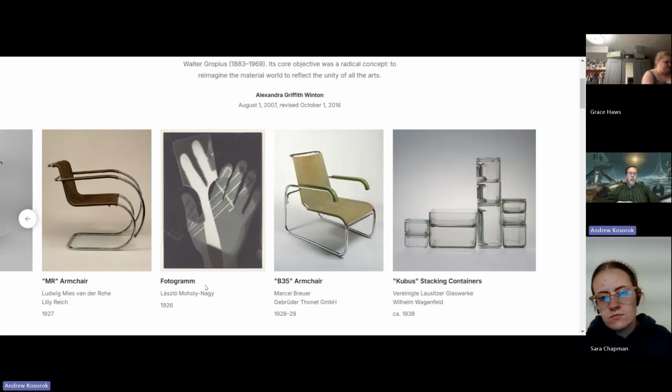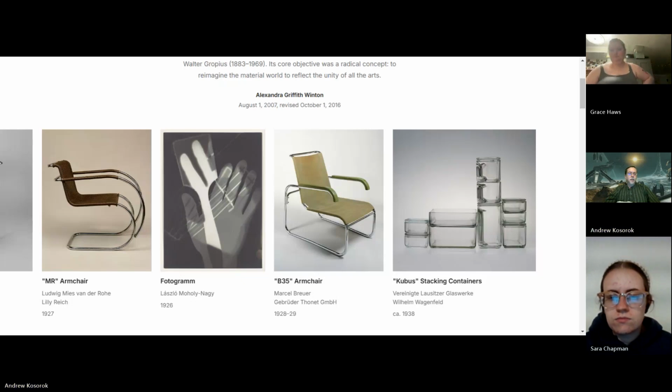And Laszlo Moholy-Nagy was super brilliant. Now we see that today and we think, oh yeah, a kid can do that. Well, yeah, a kid can do that, but these are techniques that had to be invented by somebody and had to be used by somebody and had to be shown that they had a potential as an art form. And I think that's pretty remarkable.